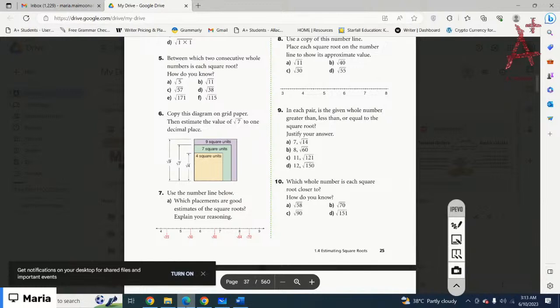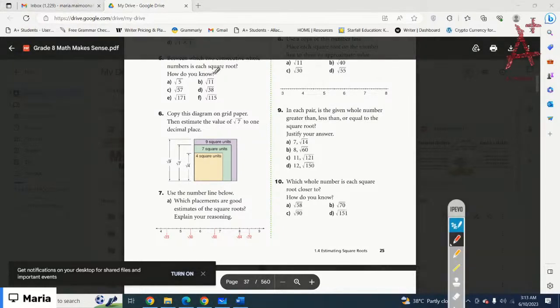Square root 50 is not the correct one, because 7 squared is 49. Got it? It would be after 7. This one is not correct. Square root 50 is after 7 because 7 squared is 49. Got it? That means square root 50 is greater than 7, so it would be after 7. Got it?